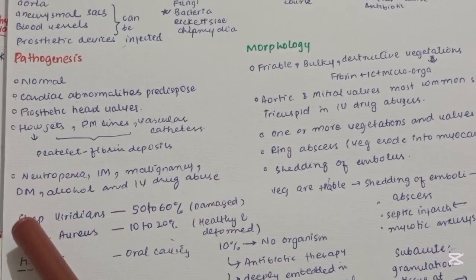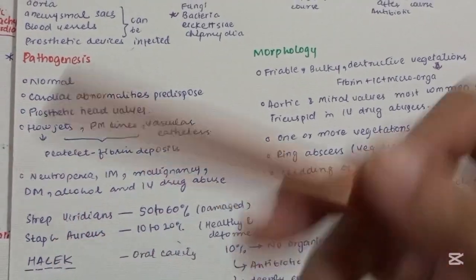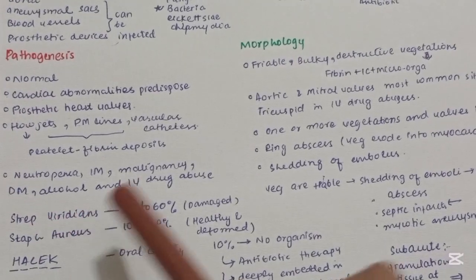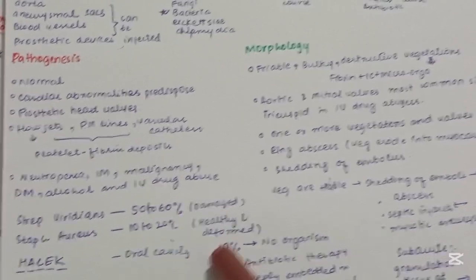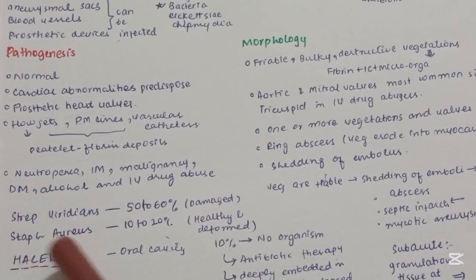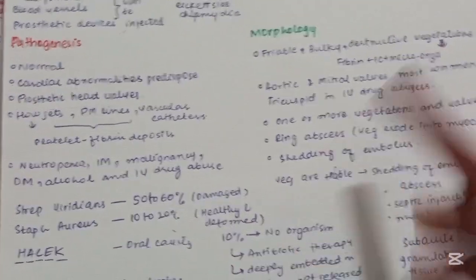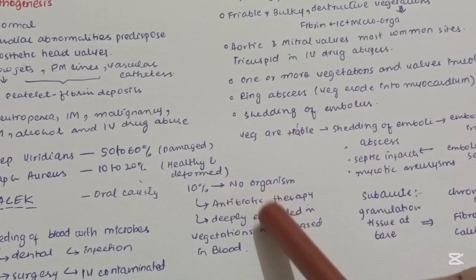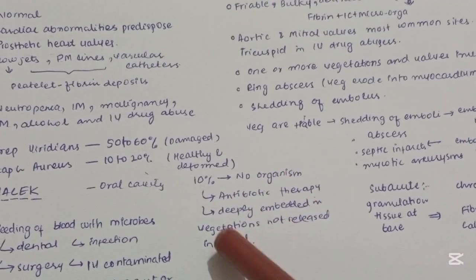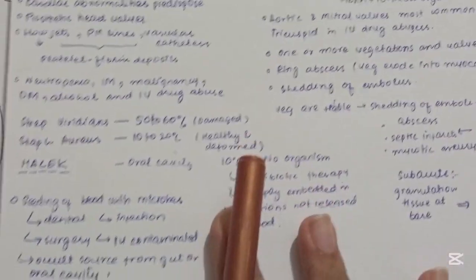Neutropenia, malignancy, diabetes mellitus, alcohol and IV drug abuse also predispose towards infective endocarditis. Strep viridans accounts for 50 to 60% of cases, and in these cases the heart valves are previously damaged. Staph aureus accounts for 10 to 20% of cases, and in these cases the valves can be healthy and deformed. Next, in 10% of cases, no organism is found, because of antibiotic therapy or because the organisms are so deeply embedded in vegetations that they are not released in blood and detected.